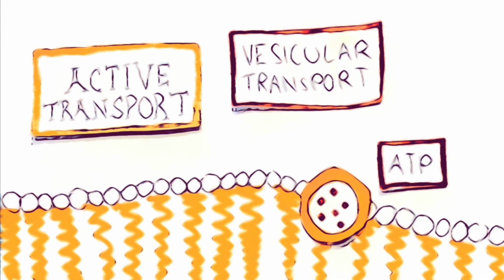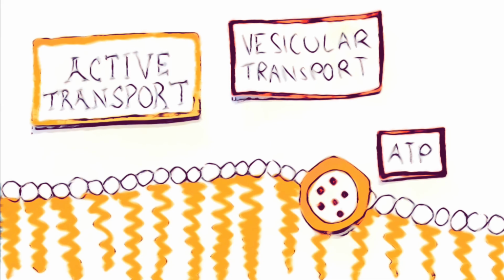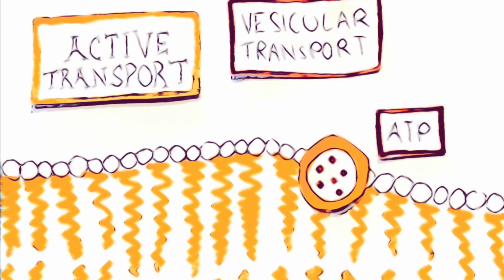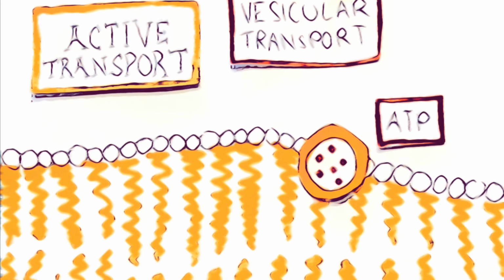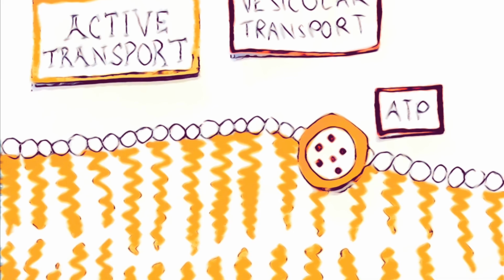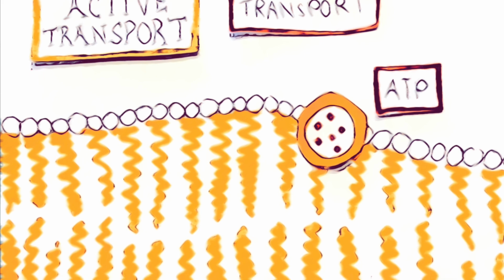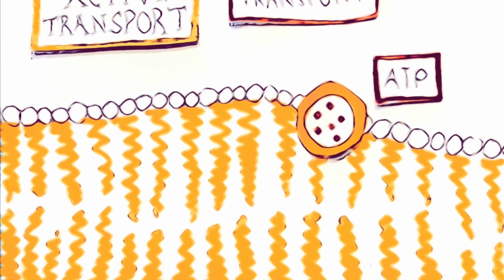Next, I'd like to talk about vesicular transport, which refers to a process that is used to move larger molecules across the membrane. It does this by using ATP and small packages called vesicles.